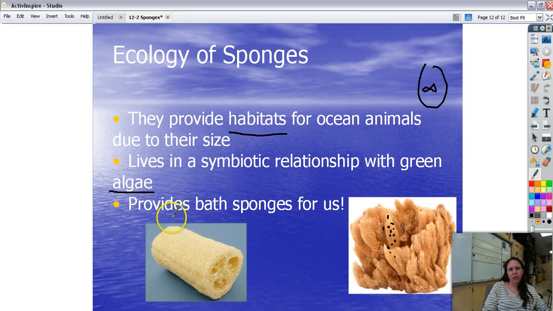And of course, don't forget they produce bath sponges for us. Except that one is not a real sponge. That is actually a loofah, which is a plant. This is the fruit left over from a plant that we now use as sponges.